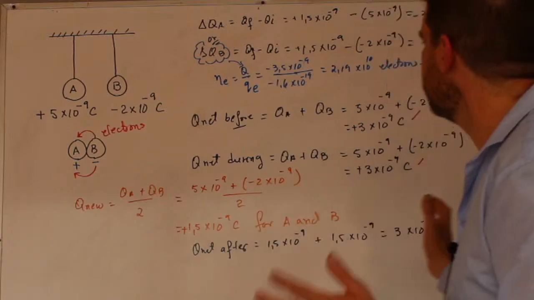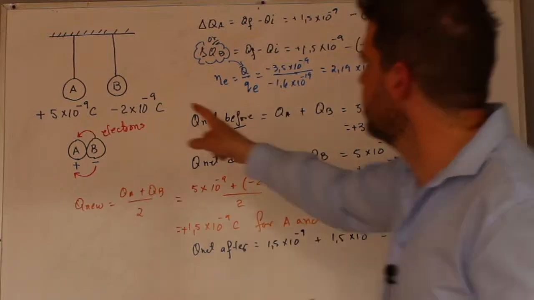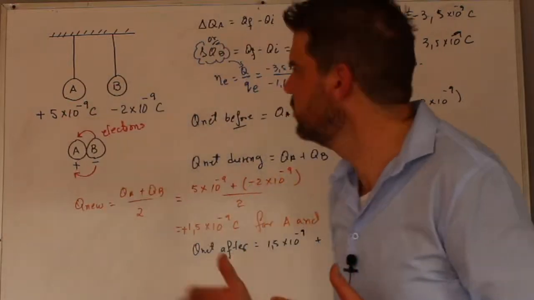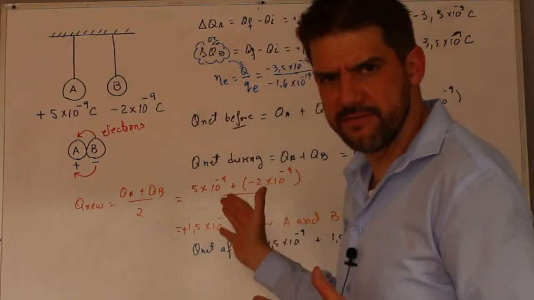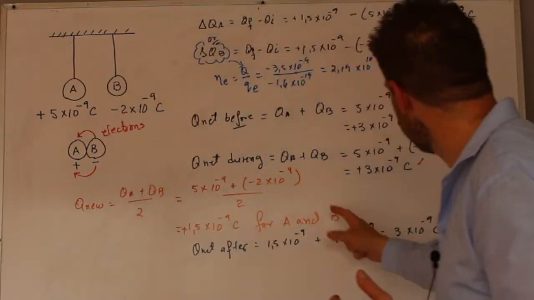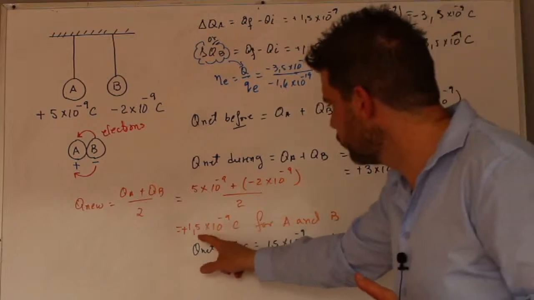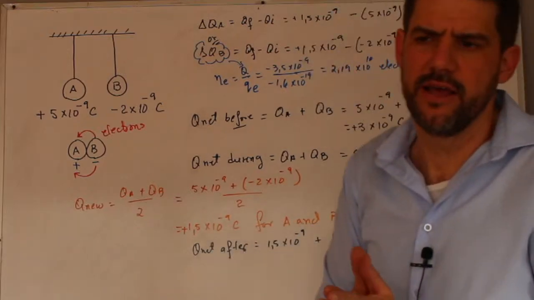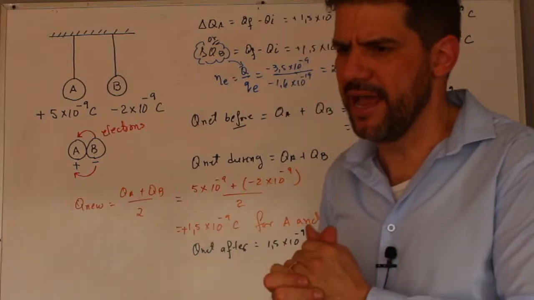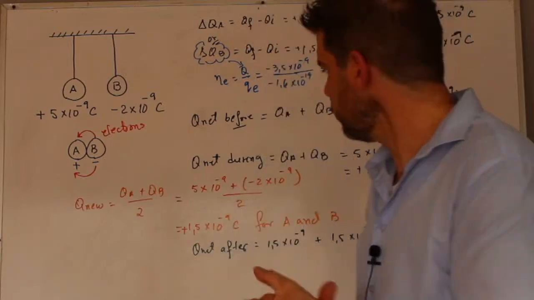Now the only thing here is you need to know that before they touch each other, they were attracting each other because there is positive and negative. After they touch, they will be repelling because both of them will have a positive charge of 1.5 times 10 to the minus 9 coulomb. I hope it's clear with you all.